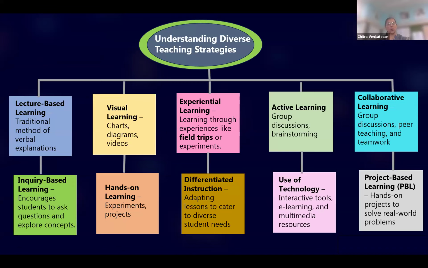The slide shows the different strategies. Lecture-based learning is the one which we always use in the classroom to deliver the content. Visual: children learn through charts, flashcards, etc. Experiential learning, by taking the students for field trips. We give them the understanding and knowledge of a particular topic, and we involve them. Active learning involves them in group discussions and brainstorming to generate ideas with multiple perspectives. Then we have collaborative learning, where again children are involved in groups.